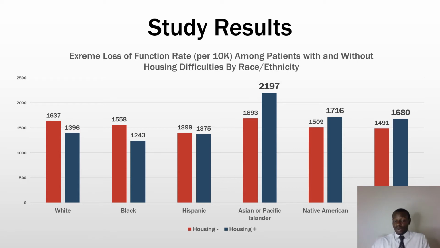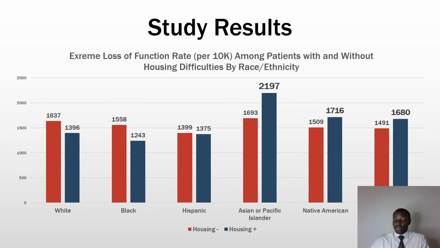Further analysis among the Hispanic population, we see that there is a rate of 1,399 compared to a rate of 1,375 per 10,000 presentations among the Hispanic populations. Now, when we further look at the Asian and Pacific Islander population, we see quite a variance. Among individuals without housing difficulties, we see a rate of 1,693. Among individuals with housing difficulties, we see a rate of 2,197, the highest among all races and ethnicities when further stratifying the data.